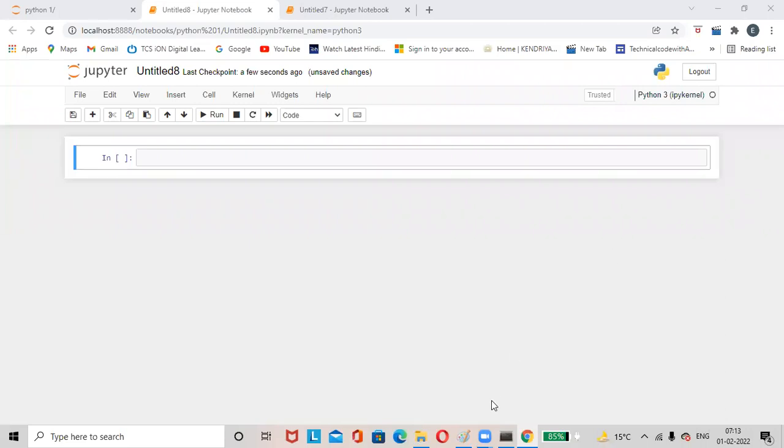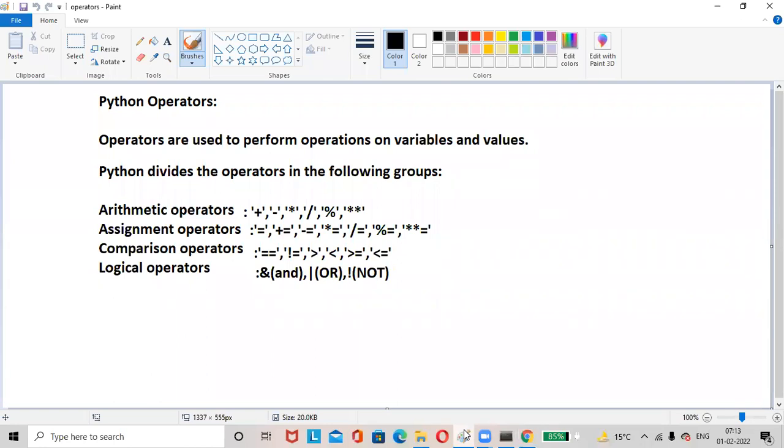Today's topic is operators in Python. What are operators? Operators are used to perform operations on variables and values. There are different types of operators available in Python. What are they? Arithmetic operators, assignment operators, comparison operators, logical operators. What are arithmetic operators? Plus, minus, multiplication, division, modulus, exponent. Assignment operators: equal to, plus equal to, minus equal to.